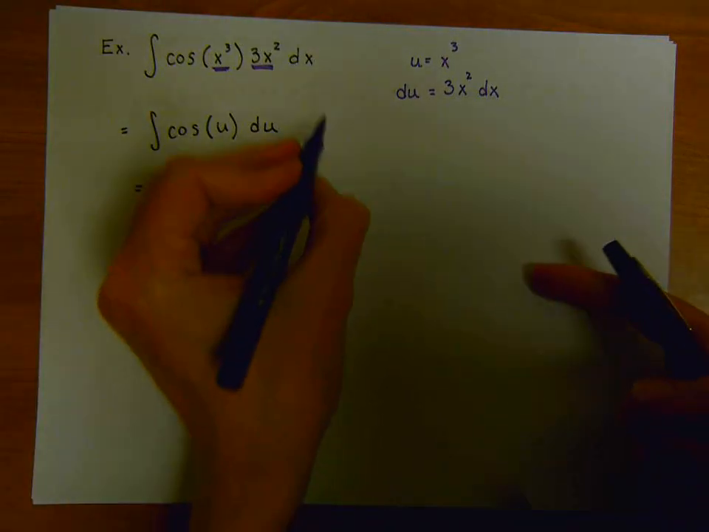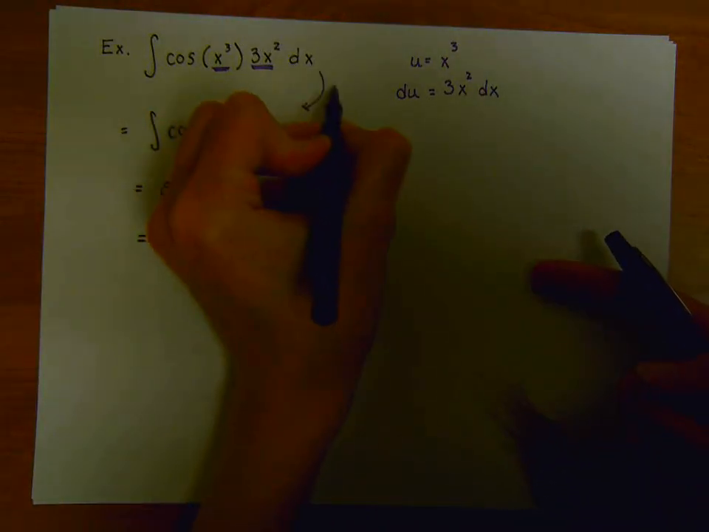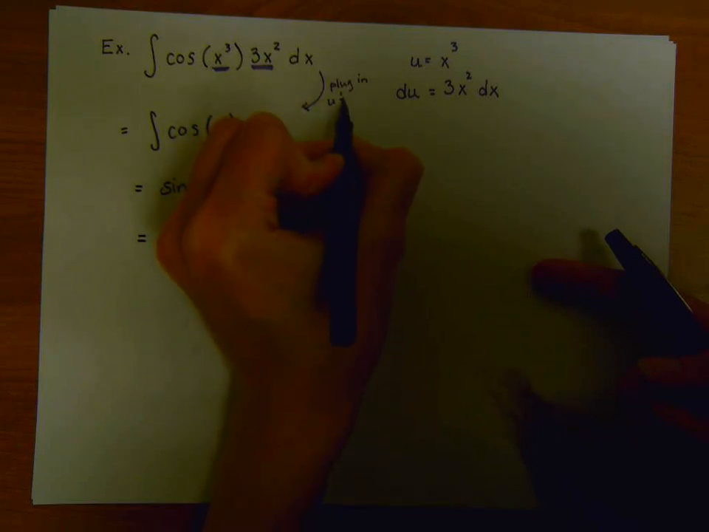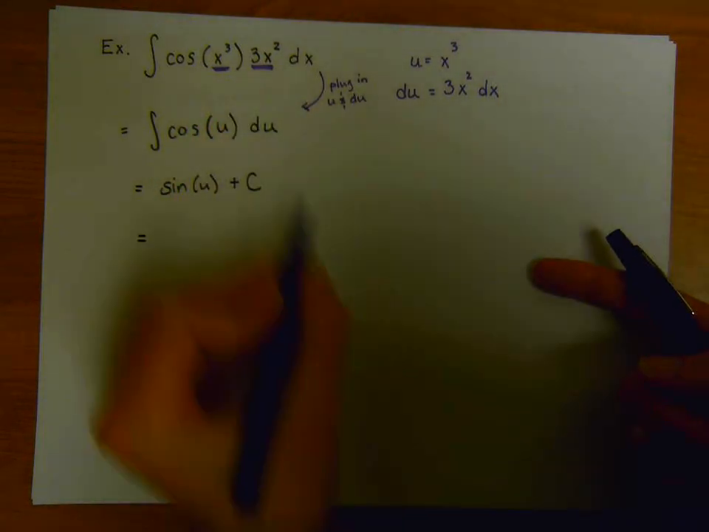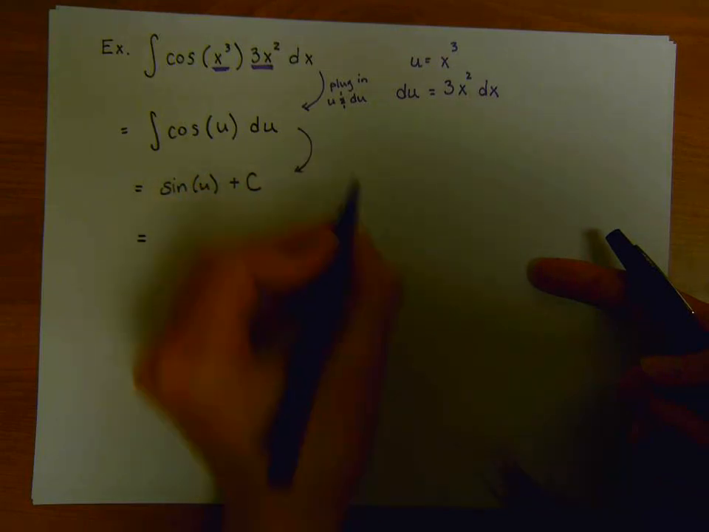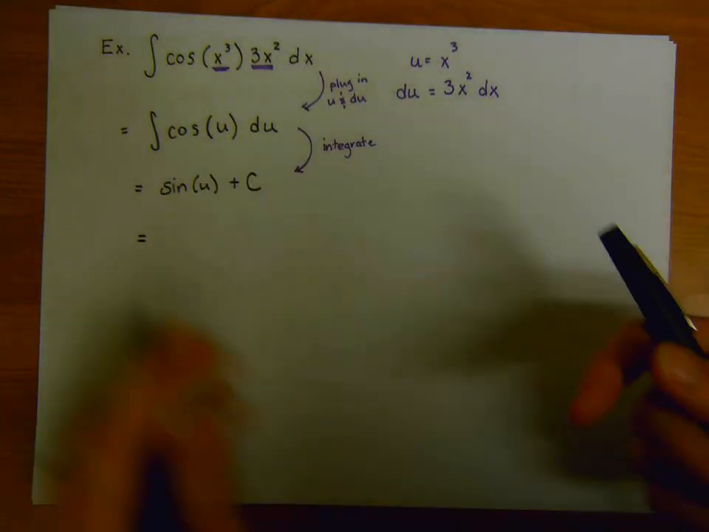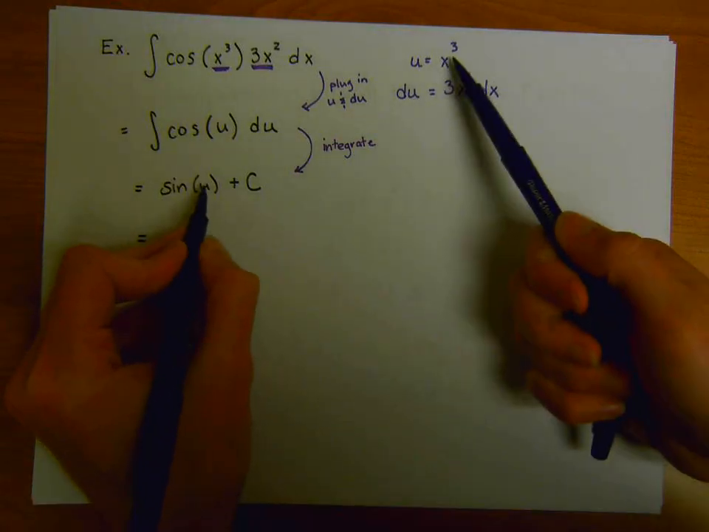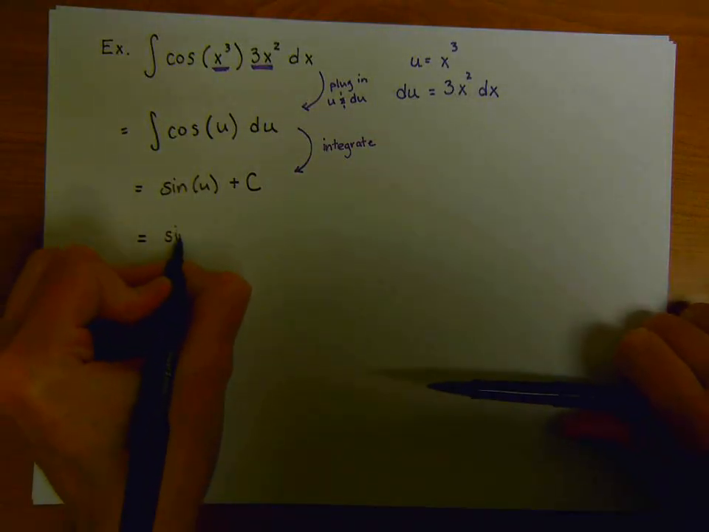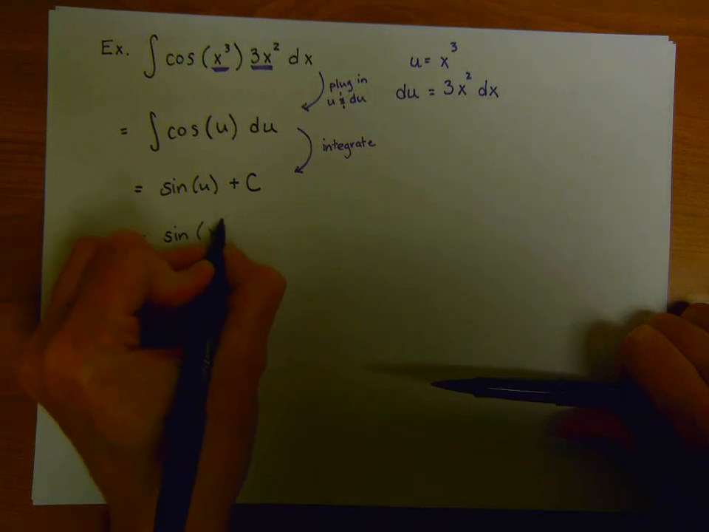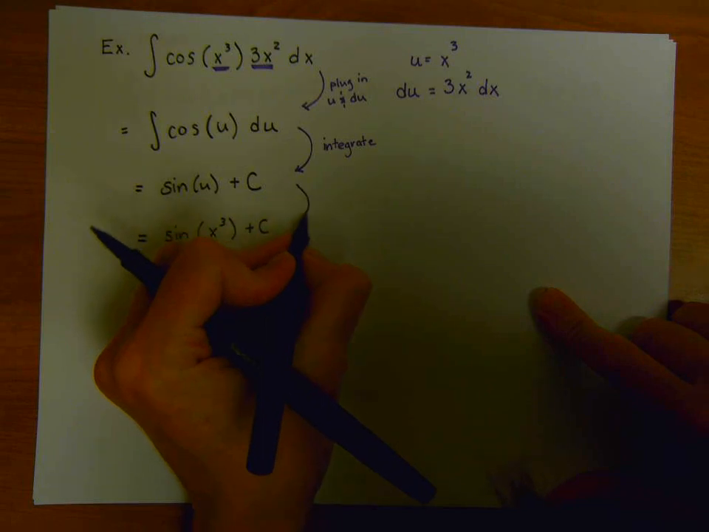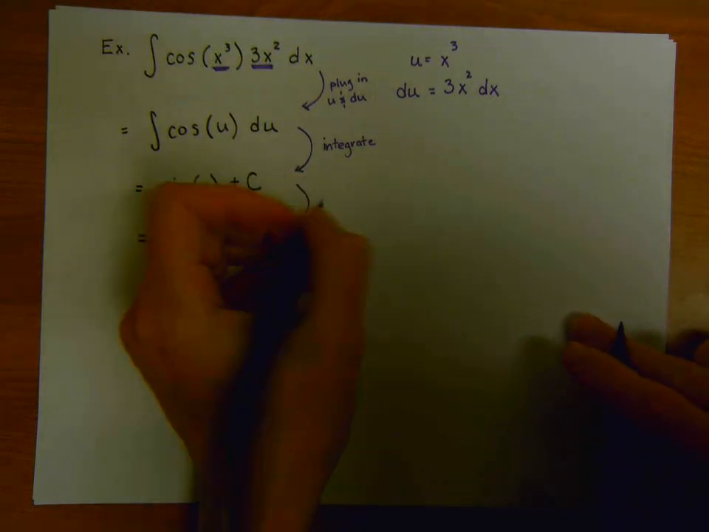So maybe I'll label. My first step, I plug in u and du. In my next step, I integrate. And then in the final step, I need to replace my u values with my original x values. So this becomes the sine of x cubed plus c. So plug back in.